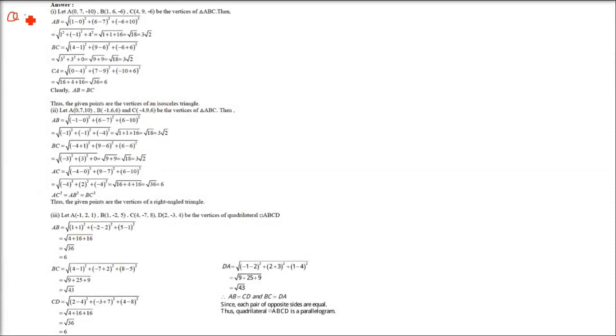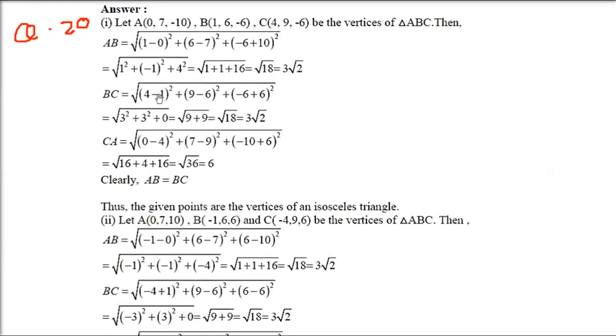Next is question number 20, and there are 3 parts here. All these 3 parts are from NCERT, and all these questions we have done already. How have we done? See, isosceles triangle we know, right angle triangle we know, vertices of a parallelogram we know. How to do this? We have already done that question, but let me give you an idea also here.